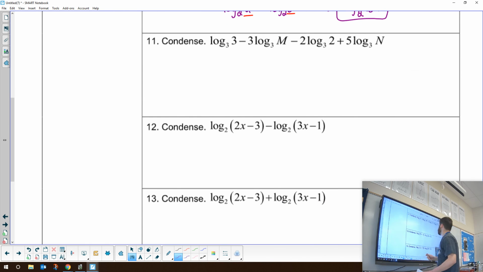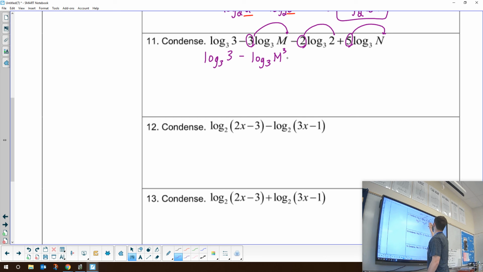Okay, take a look at number 11 with me. I have to first take these that are out in front and relocate them up as exponents. So we can rewrite this as log base 3 of 3 minus log base 3 of m to the third minus log base 3 of 2 squared plus log base 3 of n to the fifth.